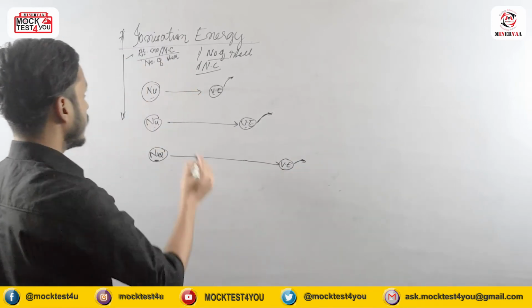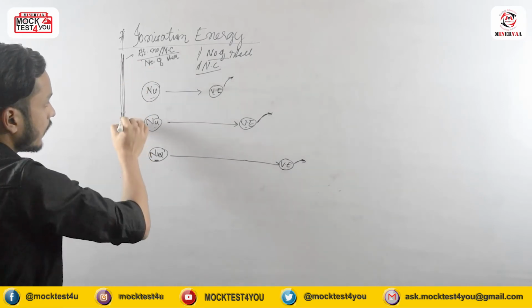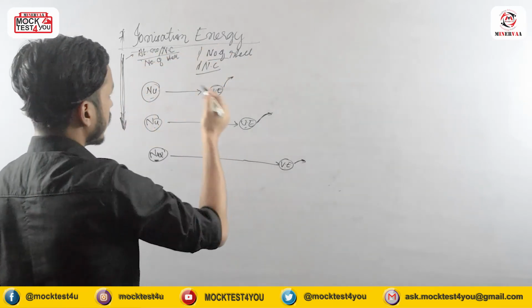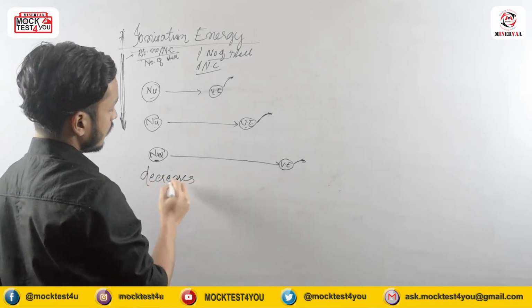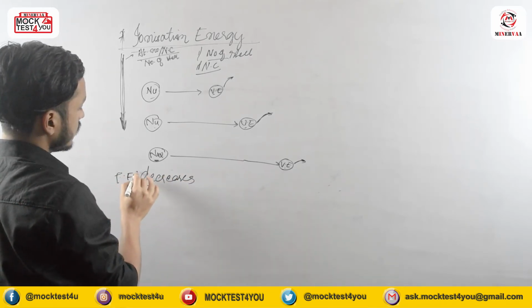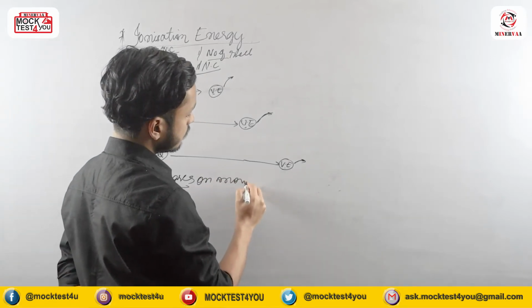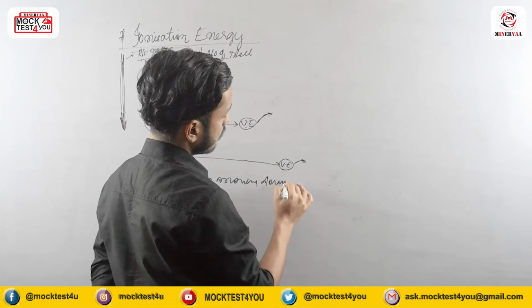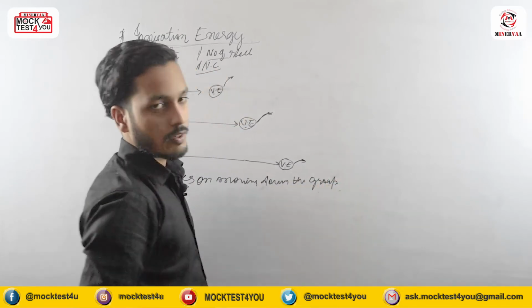So what we can say, when we are moving down the group, at that time ionization energy or ionization enthalpy decreases. Ionization energy decreases on moving down the group. So I hope you have understood this, right?